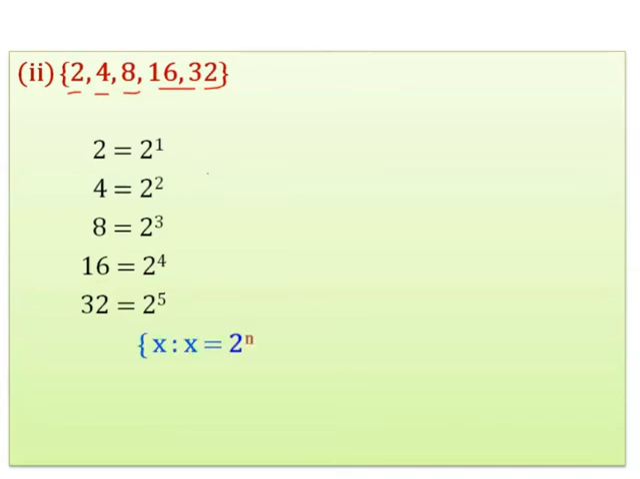So x such that x is equal to 2 power n, where n belongs to natural numbers, and here it starts from 1 and ends at 5. So we are writing 1 less than or equal to n less than or equal to 5. This is how you write this in set builder form.